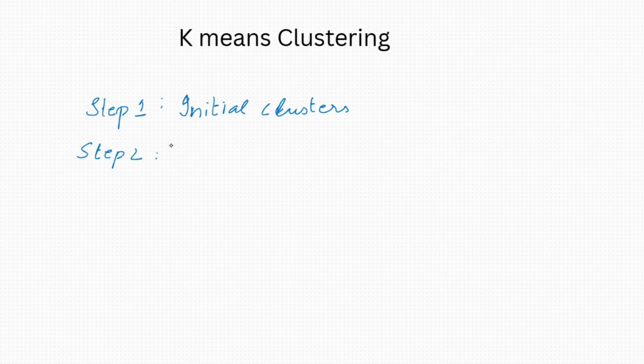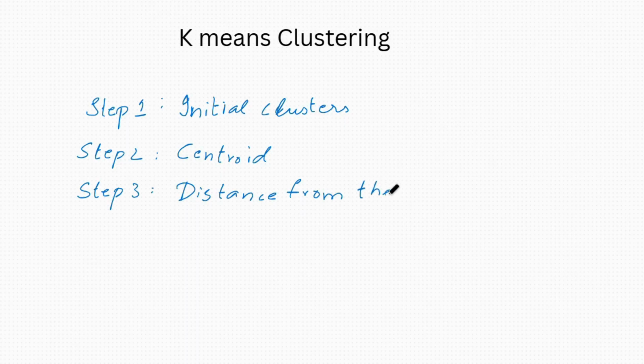Step 2 is to find the centroid of these initial clusters. And then step 3 is to find the distance from the object to the centroid. If the clusters chosen are not equal to the clusters found, this iteration process continues until the initial clusters and the final clusters are same.